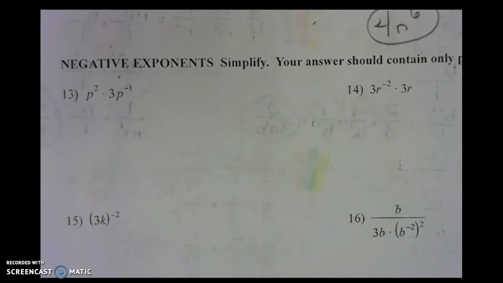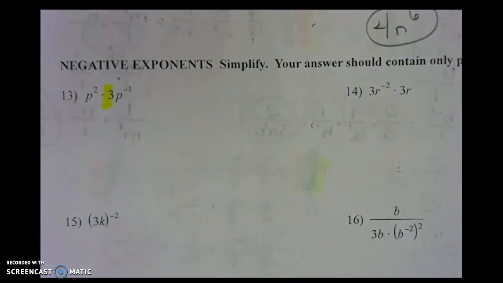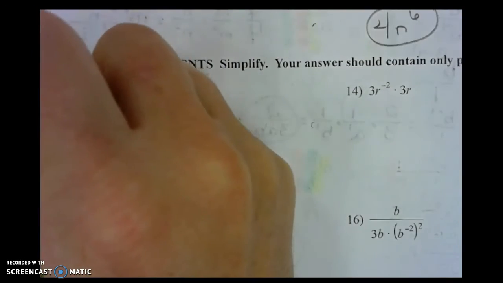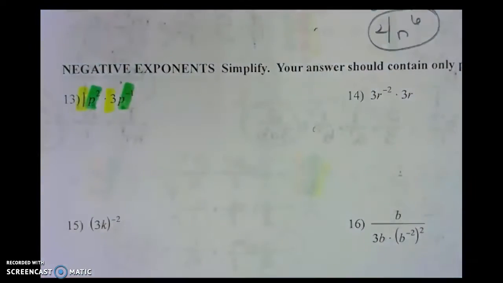On number 13, negative exponents. P squared times 3p to the negative 1. I'm going to start by identifying those like bases. I have a coefficient 3. It would go with a coefficient 1 that is implied. And then I have p squared and p to the negative 1.